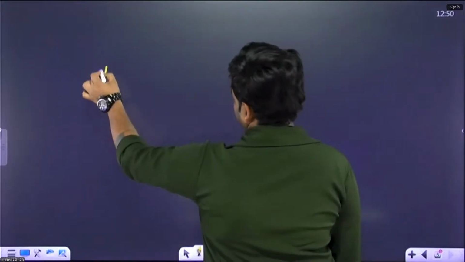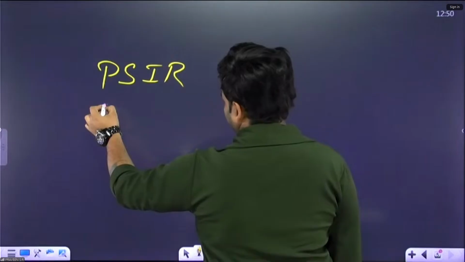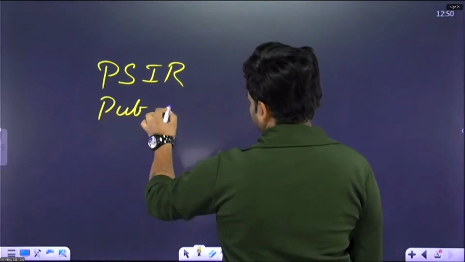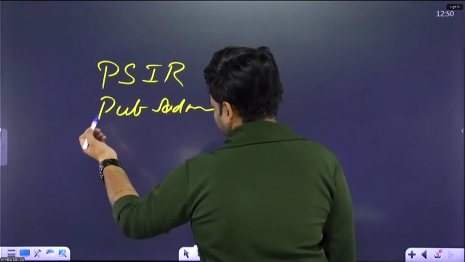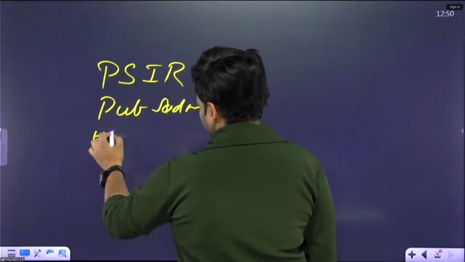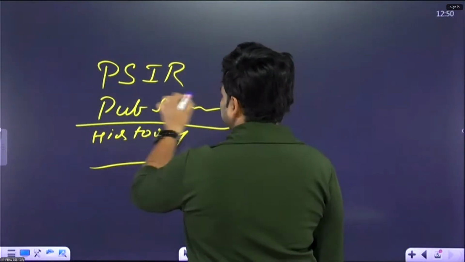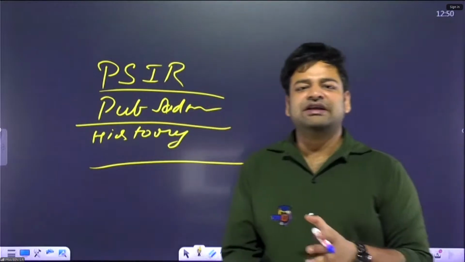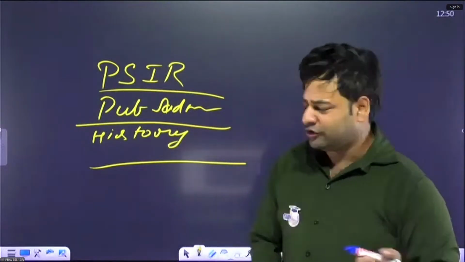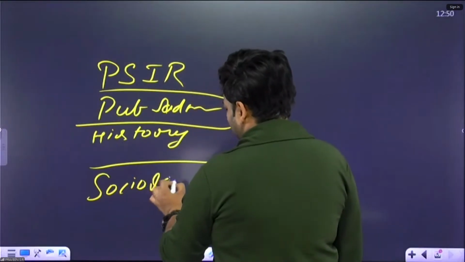What I am recommending is go ahead with PSIR, or you can also go ahead with public administration, or history. If you are interested in history, then you can take history as well. These are evergreen subjects, those which provide you good weightage in your general studies, or you can also go ahead with sociology. So take your time properly.